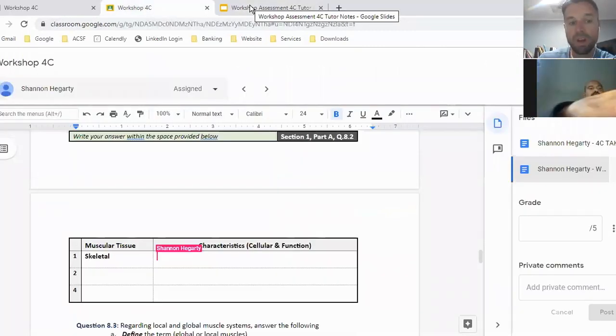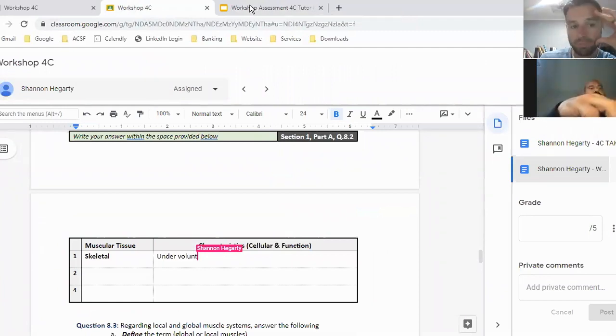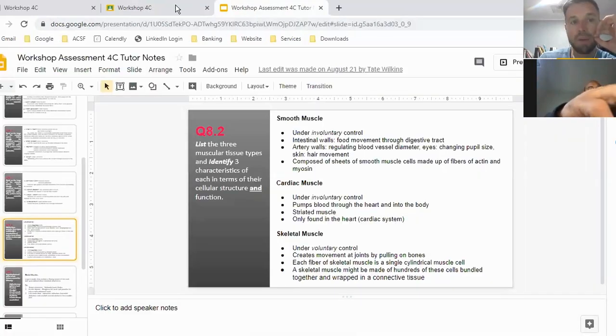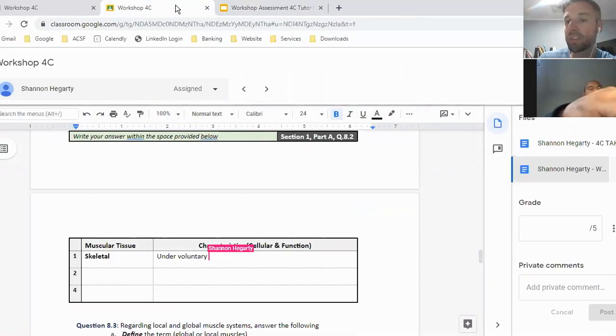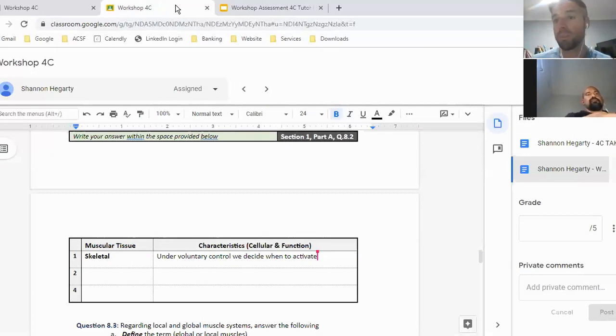I would write it's under voluntary control. We decide when to activate it. And then how does it create movement? What does the skeletal muscle do? How does it move the skeleton? In order for bones to move, the muscle has to pull on the bone. So it controls movement by pulling on bones.